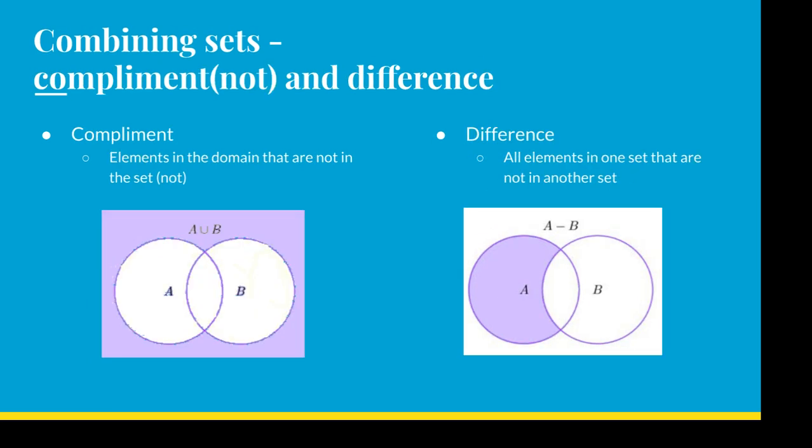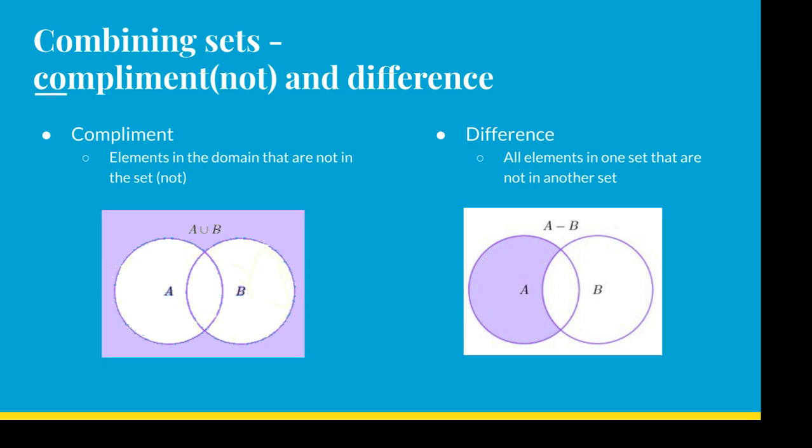So complement is like not. Complement is elements in the domain that are not in the set or in either set. So we can have the complement of a single set, and that would just be everything in the domain that's not in the set. And complement is where you really start to see why a set is always in the context of a domain. Because if it's not in the context of a domain, a complement doesn't make any sense, does it? So we're always talking about a set of things in a larger domain, so that we can talk about the complement of that set.